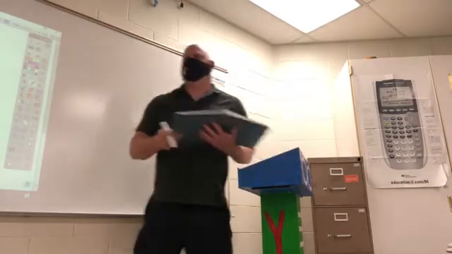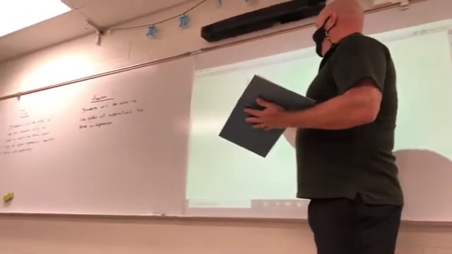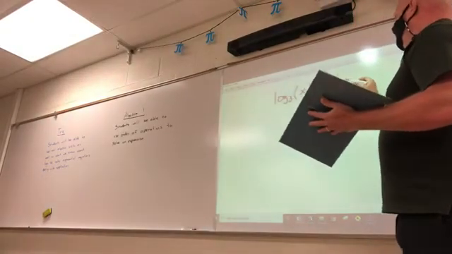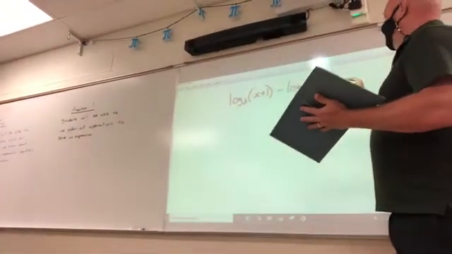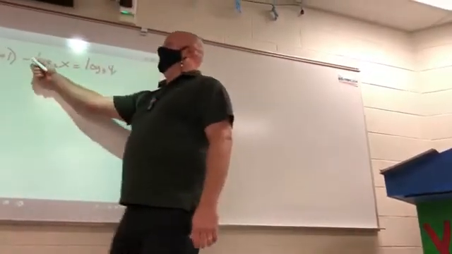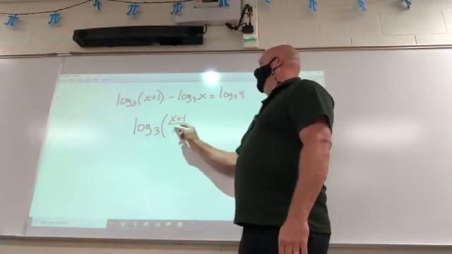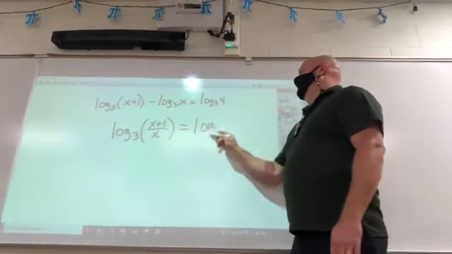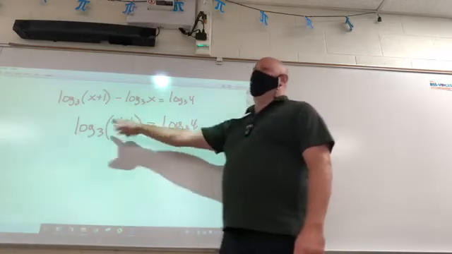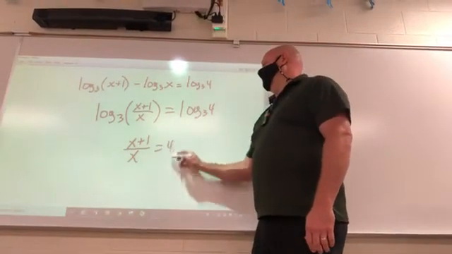Which one do you want me to do? You pick one. 61? Log base 3 of x plus 1 minus log base 3 of x is supposed to equal log base 3 of 4. What can I do with my properties? What do my properties say to do with minus? That's the same thing as x plus 1 over x, right? Now in this case, what's the next step? Just drop your logs, right? Because you have log of this, log of that. X plus 1 over x has to equal 4.